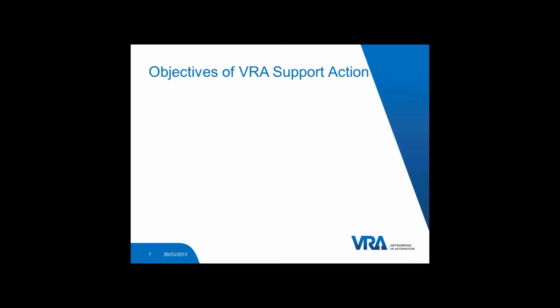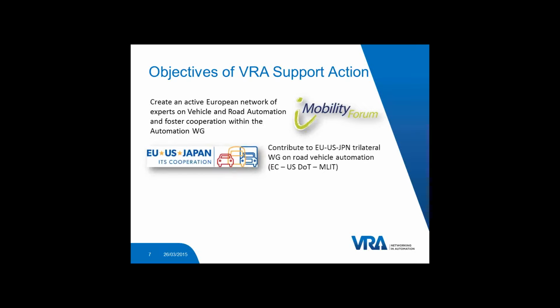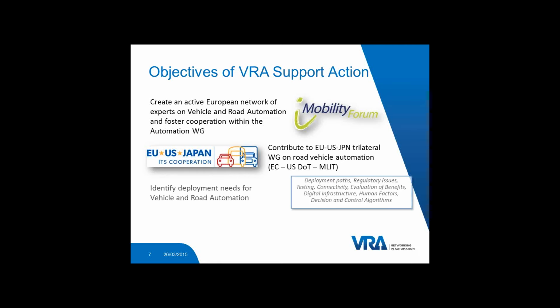There are two main pillars on which we are working in the VRA support action. One works on the European network of experts, and we choose to foster this cooperation within the automation working group of the iMobility Forum. The second pillar is the international pillar, the collaboration between EU, US, and Japan in the trilateral working group on road vehicle automation. This group is chaired by the European Commission, the DOT in the US, and the Japanese MLIT.